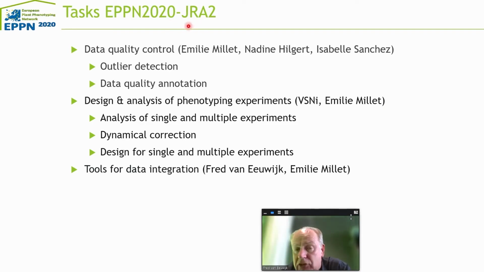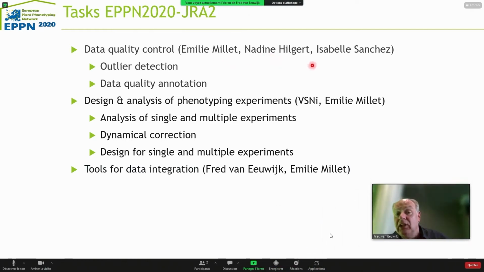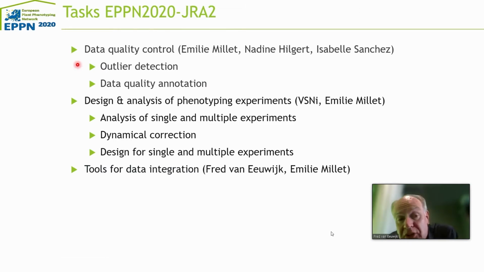I was the leader of joint research action number 2 in that project, and there were 3 main tasks. For this talk, especially the first task on data quality is of importance, and the people that did a lot of work there are Emilie Millet, Nadine Hilger, and Isabel Sanchez. I will show what was developed, especially by them, on outlier detection. This outlier detection served to annotate the quality of the phenomics data as part of a quality pipeline.